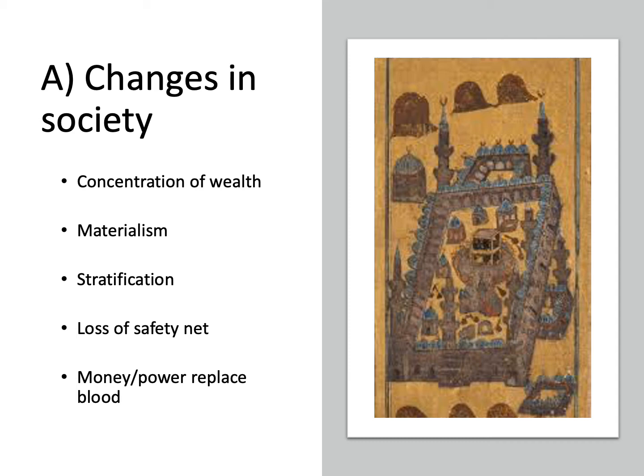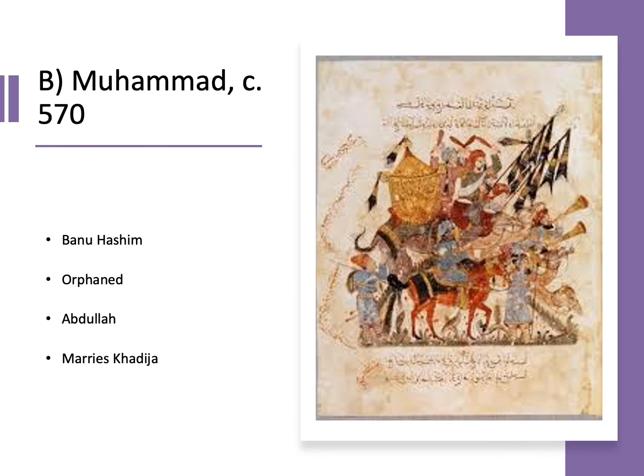This is a manuscript image of early Mecca, and you can see that black rectangular structure in the center is the Kaaba. So Muhammad is an individual who emerges from within this Quraysh society. He is a member of the Quraysh tribe. He is from a lesser clan, though, the Banu Hashim, and he is himself orphaned fairly early on. He ends up living with his grandparents for a time, and then he is taken in by his uncle Abdullah.